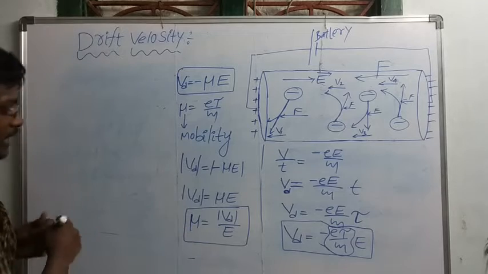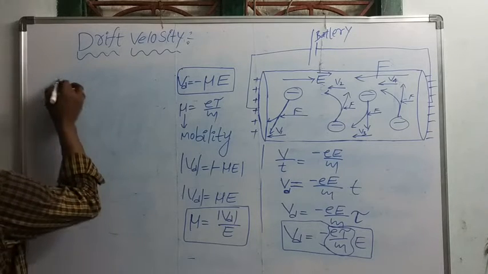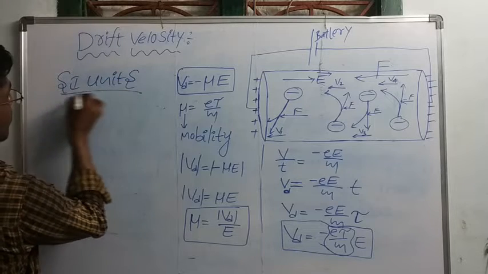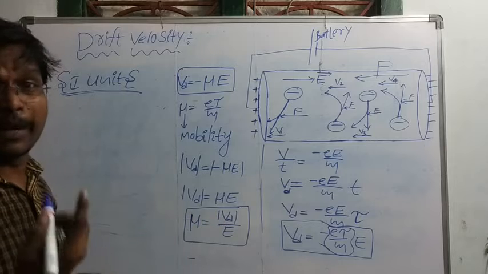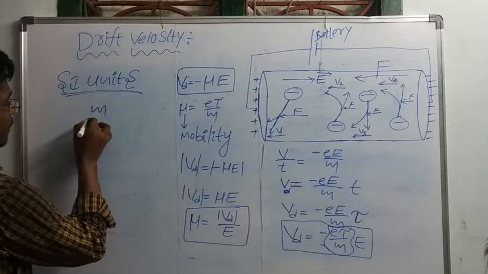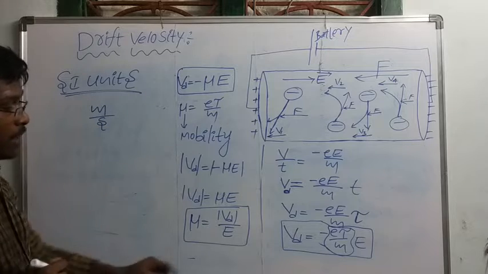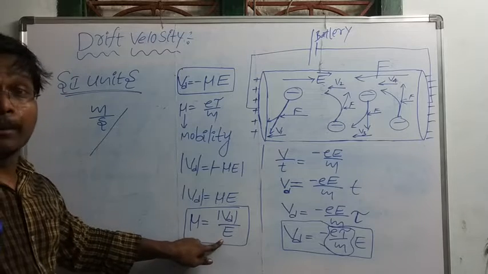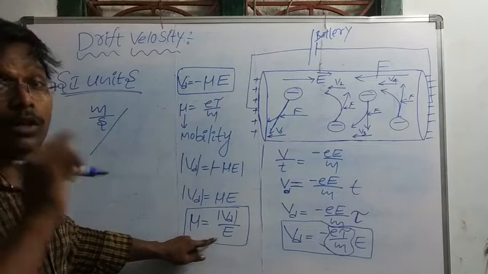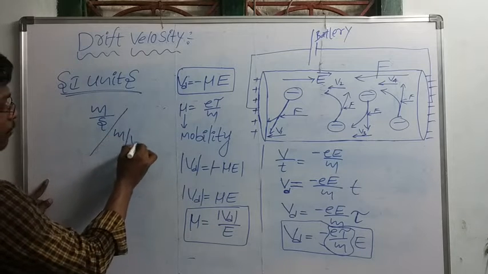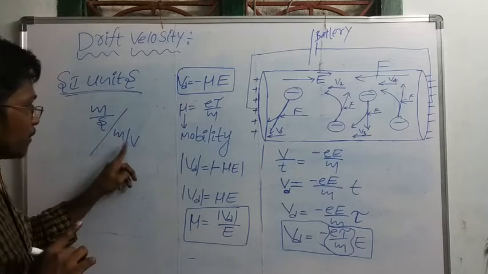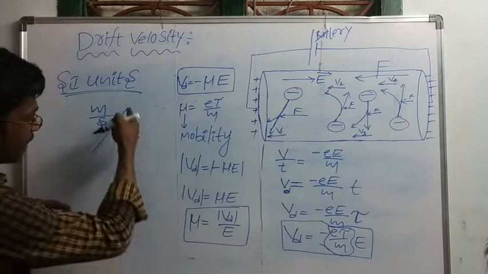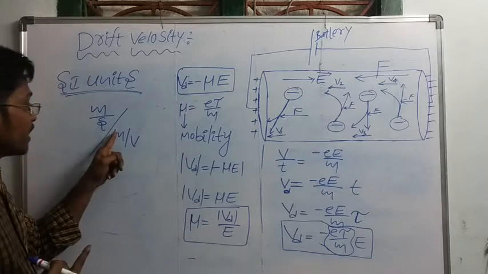So this is the mobility formula. From this formula I am going to write the SI units. Here, what are the velocity units? Meter per second, divided by electric field units. Electric field units are meter per volt. Velocity units: meter per second divided by electric field units, meter per volt.